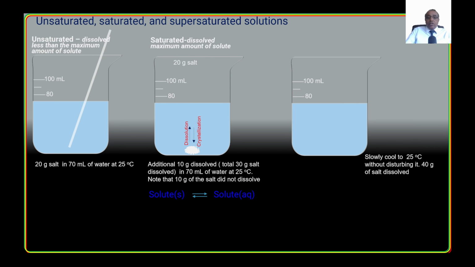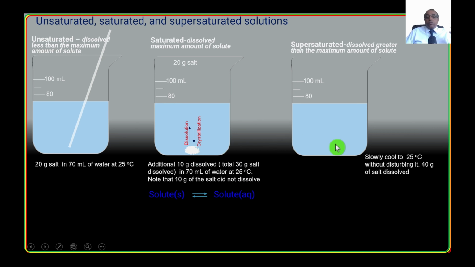Let's come to the next beaker. This solution is known as a supersaturated solution. This is a solution that dissolves more than its maximum capacity. The maximum capacity at 25 degrees Celsius is 30 grams, but in this case at 25 degrees Celsius it dissolved 40 grams of salt. This kind of solution is known as supersaturated. You have an extra 10 grams dissolved here, but at this temperature, 25 degrees Celsius, the maximum capacity is 30.